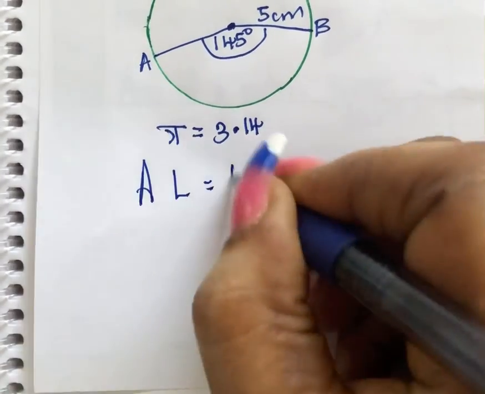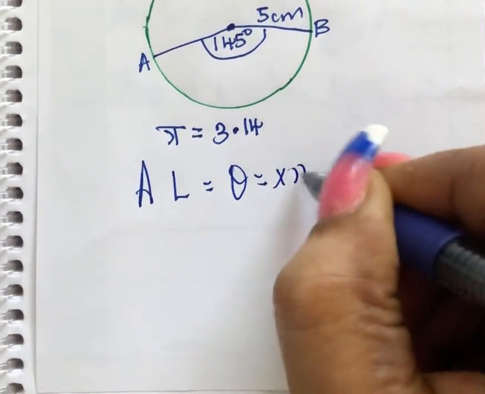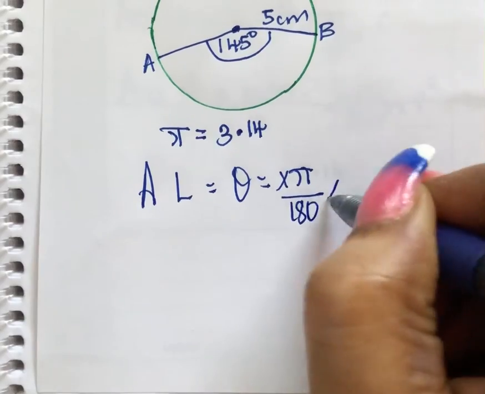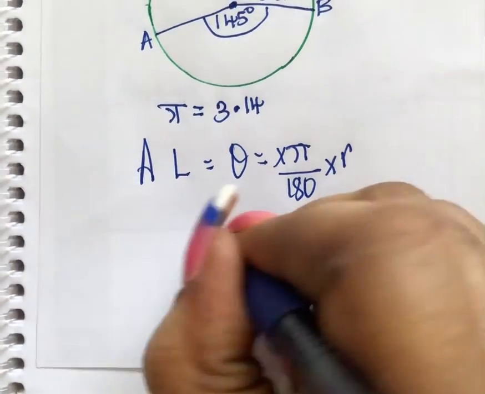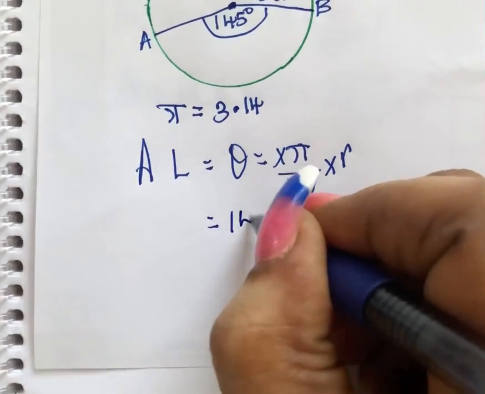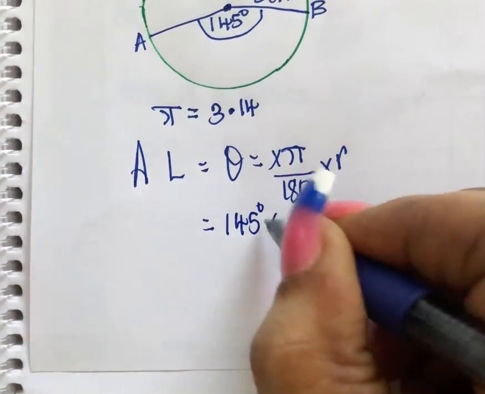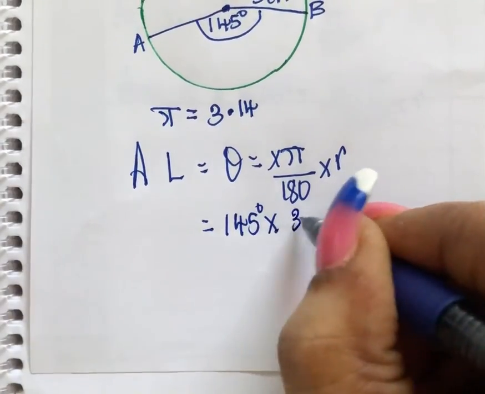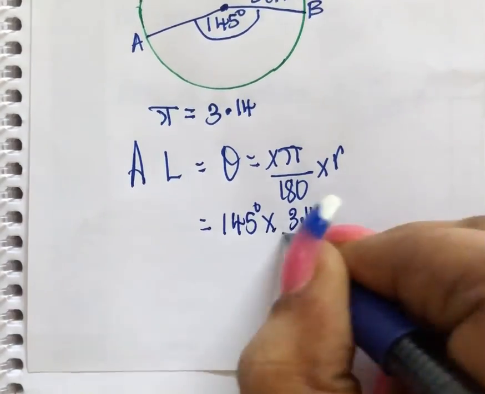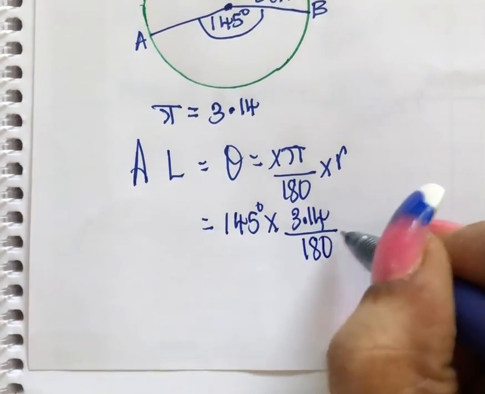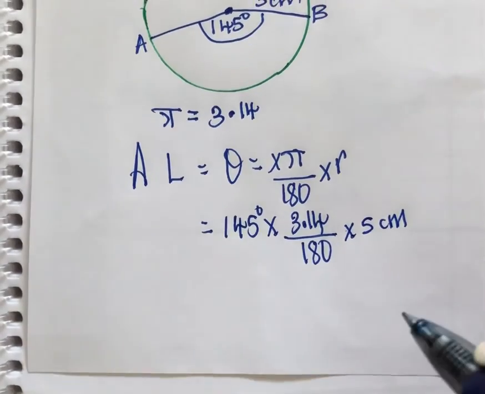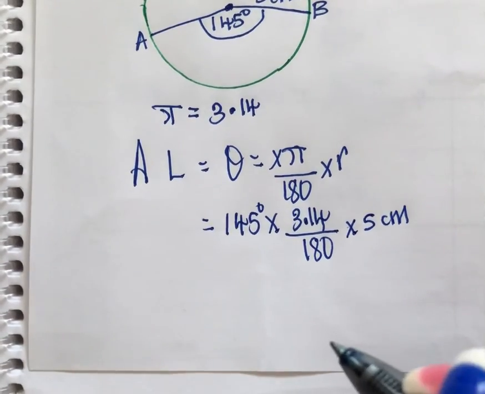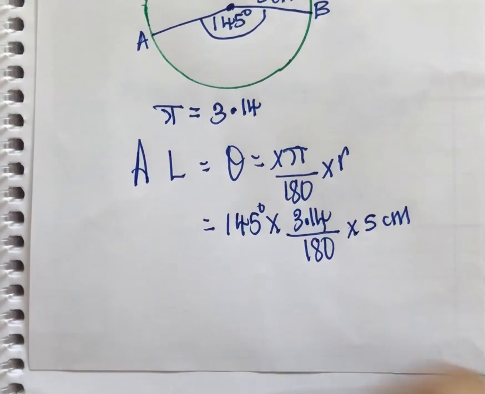Remember our formula. Arc length is theta times pi over 180 multiplied by r. Theta was 145 degrees. Pi in this case is 3.14. Divide by 180 and my radius is 5 cm. Solve this one.